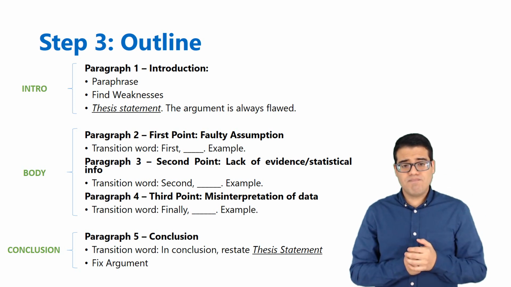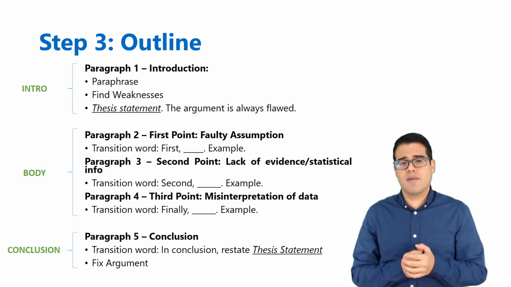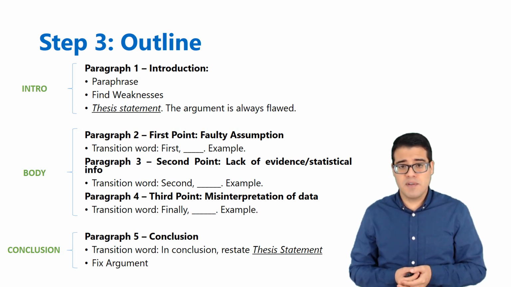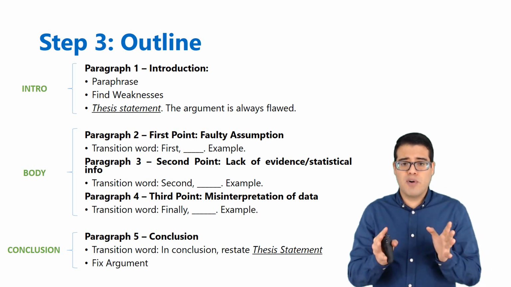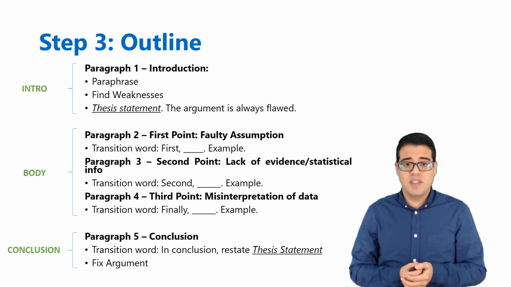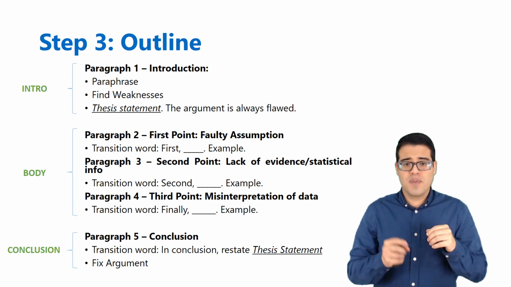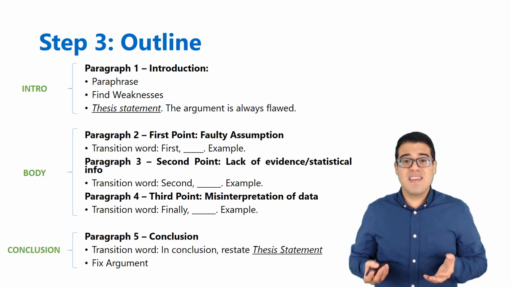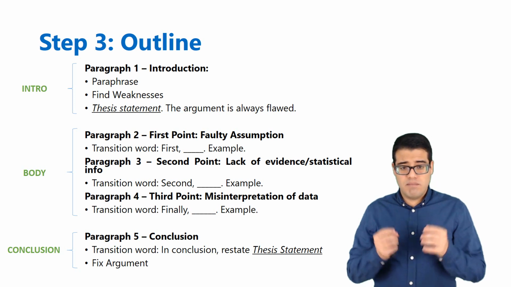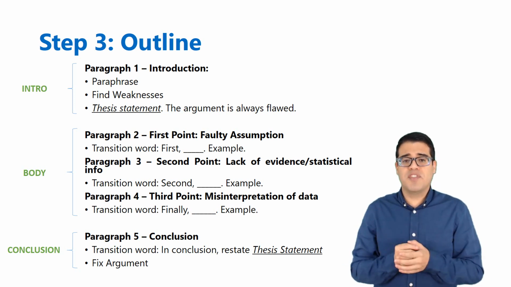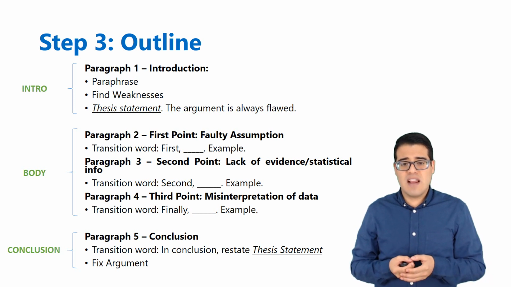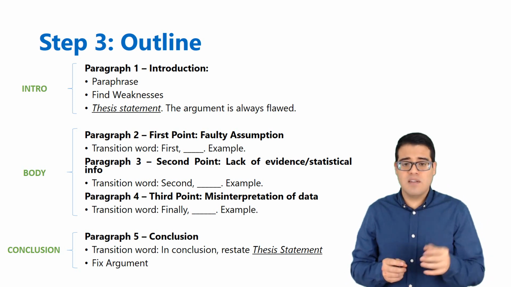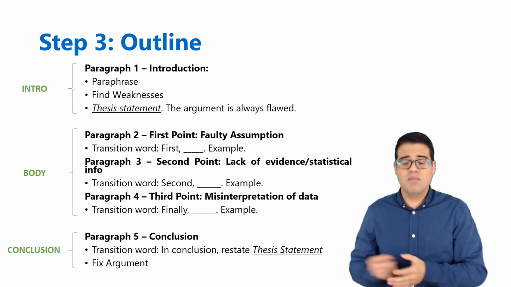Then in the body, you need 2 or 3 paragraphs. Each paragraph will be a weakness or a flaw in the argument. So in paragraph 2, your first point will be maybe a faulty assumption. And you can use a transition word such as first, you mention the flaw, and then you support it with an example. You can make it up. And the third paragraph you write down your second point, which is maybe lack of evidence or maybe lack of statistical information. And again, you write your transition word, maybe second, you explain it, you give an example.